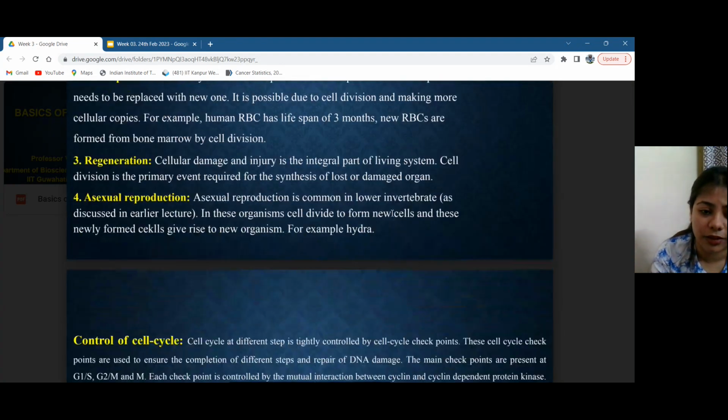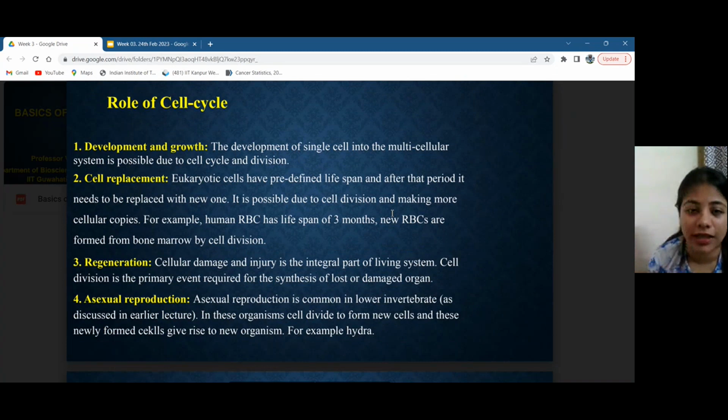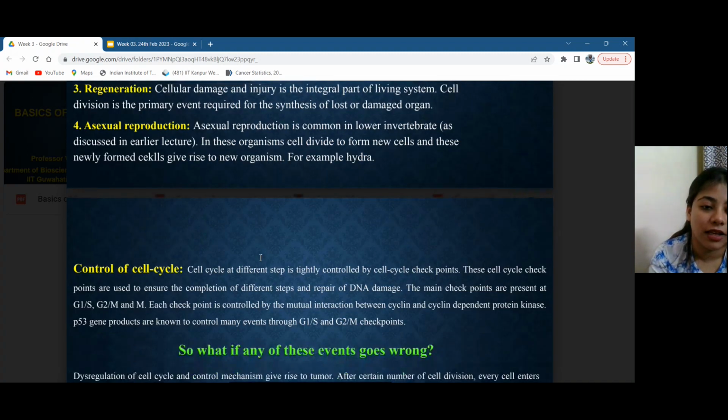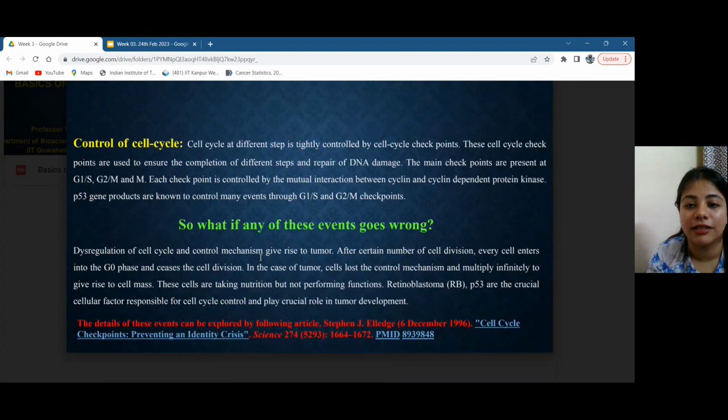Now, one of the most basic questions: why is the cell cycle at all required? It's required for development and growth. It is required for replacing previous cells, because no cell can proliferate indefinitely. It is also required for regeneration and for asexual reproduction. And the control of the cell cycle is via those cell cycle checkpoints, which we have previously mentioned, which are necessary to ensure that completion of different steps occurs with a lot of fidelity, and in case there is any DNA damage, that it gets repaired.